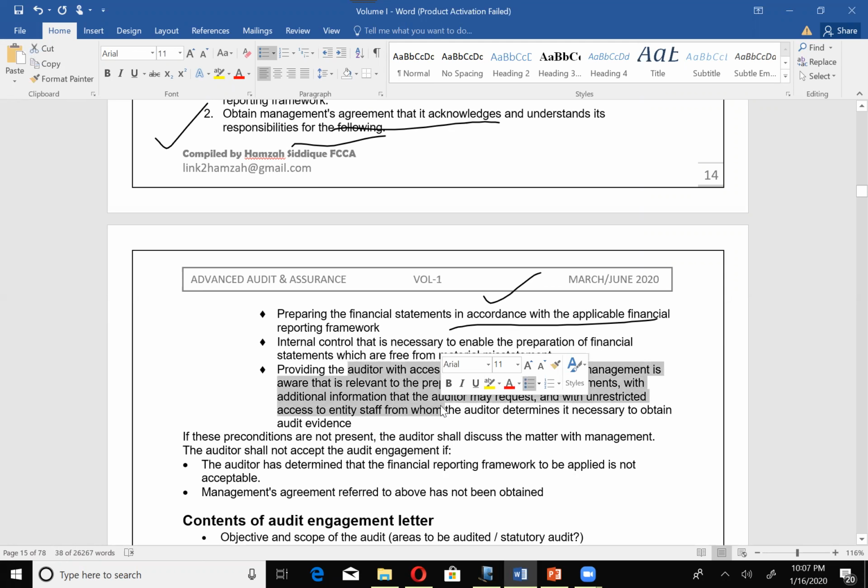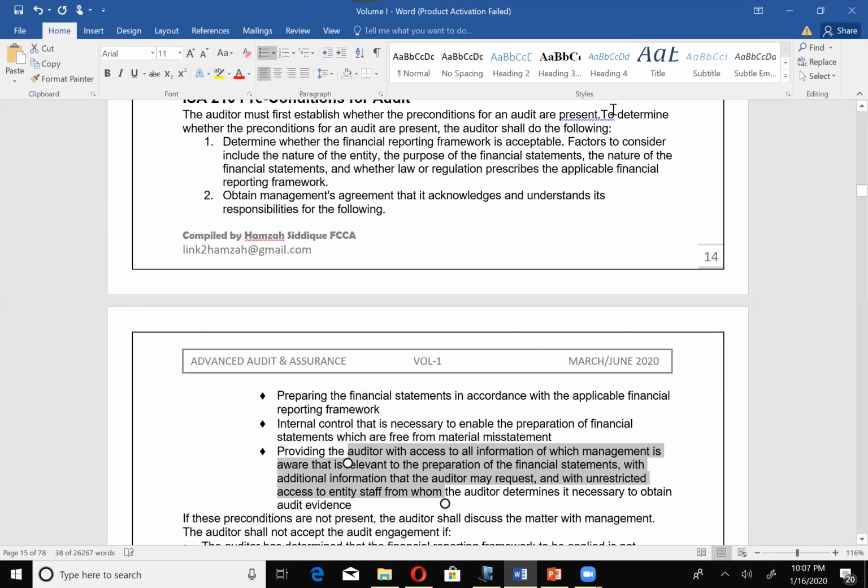And the third, they must promise us that during the audit, if we need any information relevant to the audit, they will provide it. They will provide unrestricted access to records, explanations, or whatever we require for the audit. And students, if any one of these two is missing, first, whether it is an acceptable financial reporting framework, and second, their agreement about the three things, the auditor will not accept the audit at all. Now, the preconditions have been done.